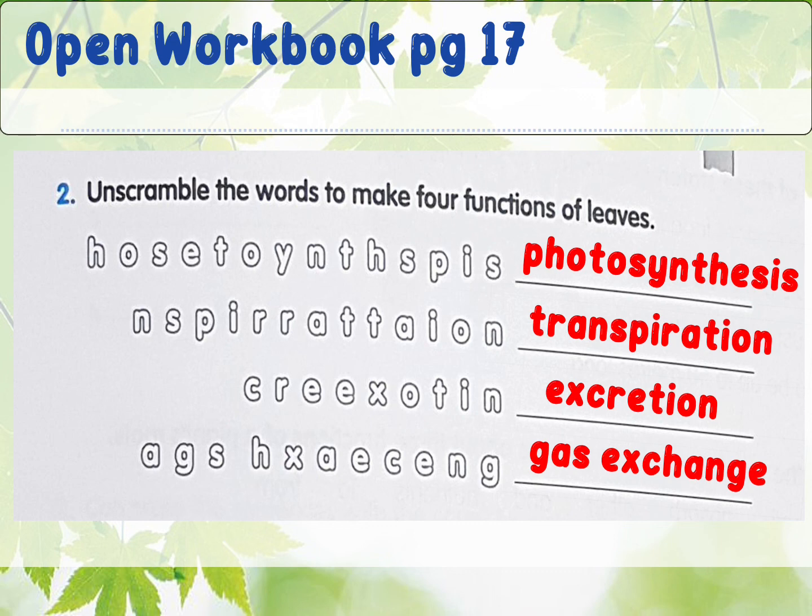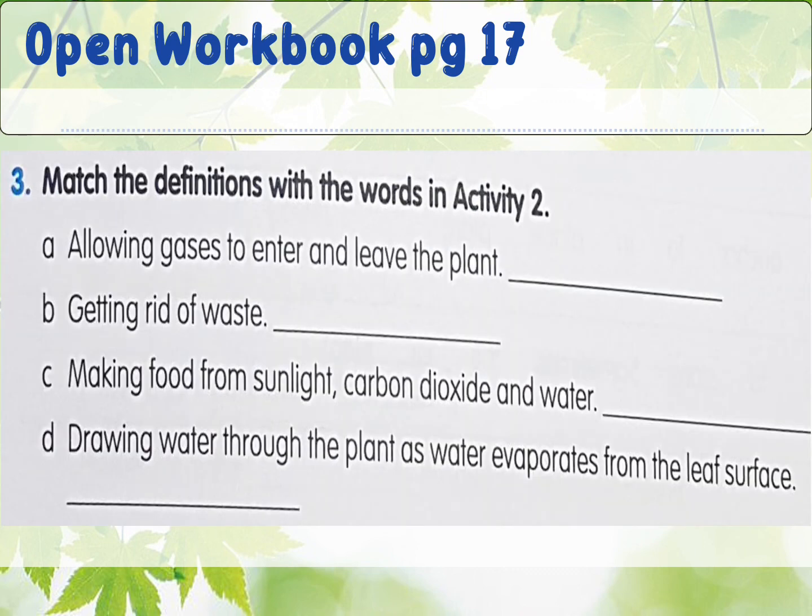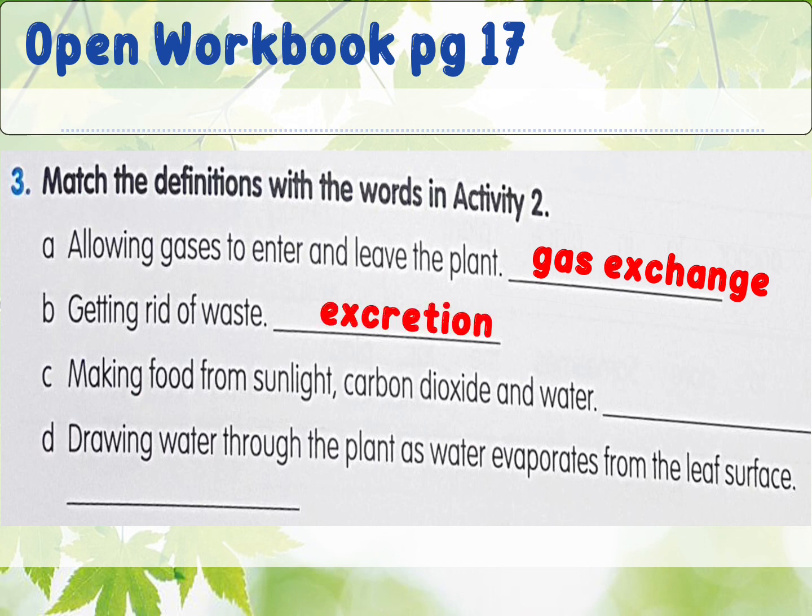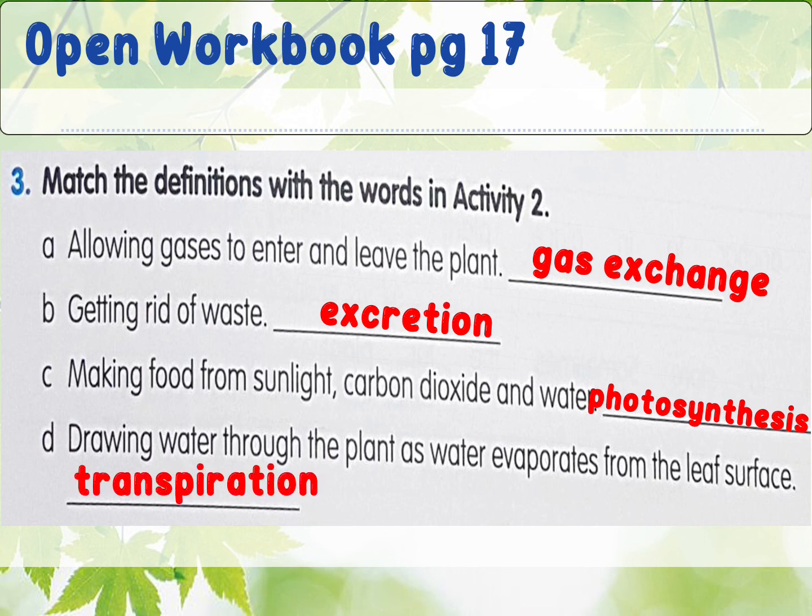It says match the definition with these words. These four words we are going to write in the next one, but we will see the meaning. Allowing gases to enter and leave the plant, it's called gas exchange. Getting rid of waste, it is excretion. Making food from sunlight, carbon dioxide and water, it is photosynthesis. Drawing water through the plant as water evaporates from the leaf surface, it's called transpiration. Good.